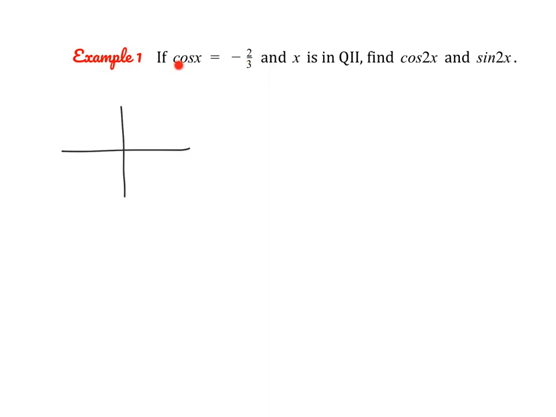So let's start by drawing a right triangle that represents this angle. It's in quadrant 2. So of course we're going to turn this into a right triangle. And if the cosine of our angle is negative 2 over 3, that means the adjacent side is negative 2, and the hypotenuse is 3. So we can quickly do the Pythagorean theorem and find that last side.